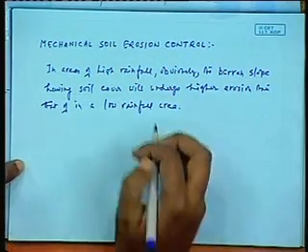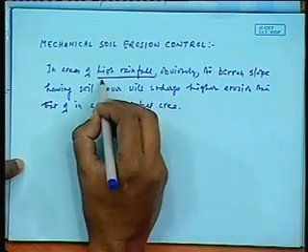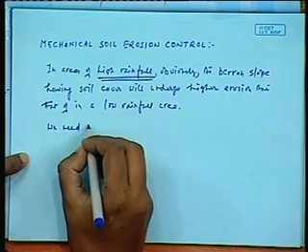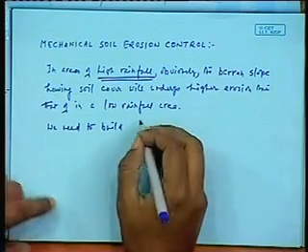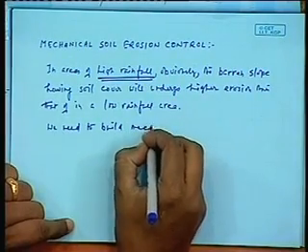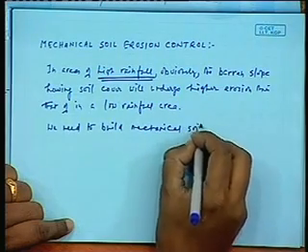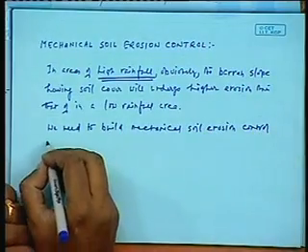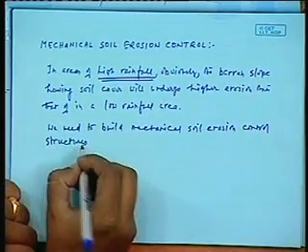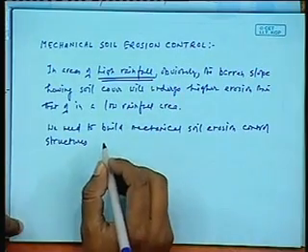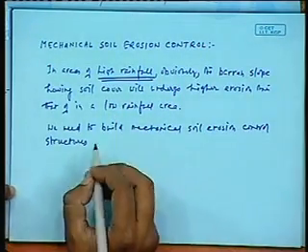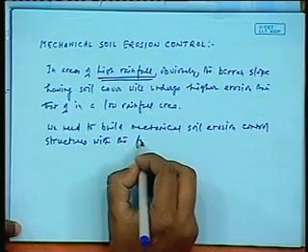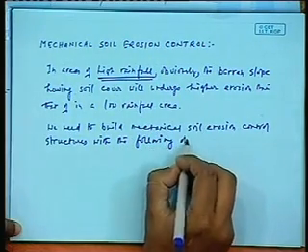So mostly in high rainfall areas, we need to build mechanical soil erosion control structures, particularly in high rainfall areas, with the following objectives.